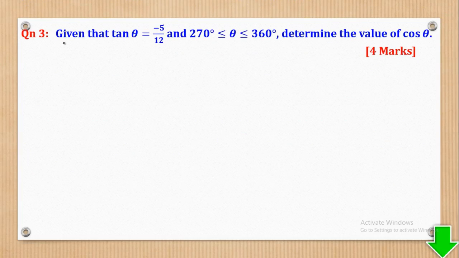Then question 3 says that given that tan theta is equal to -5/12 and theta is greater than or equal to 270 but less than or equal to 360 degrees, determine the value of cos theta. So with this value, you realize that this angle lies in the 4th quadrant, because the angle is greater than this but less than this, so it is in the 4th quadrant. In the 4th quadrant, tan is negative, that is why you see a negative value here. But what you should remember is that in the 4th quadrant, cos is positive.